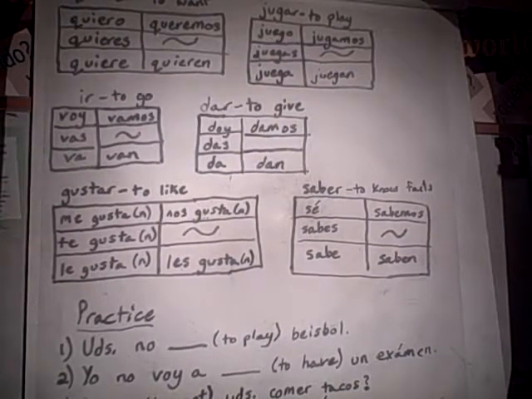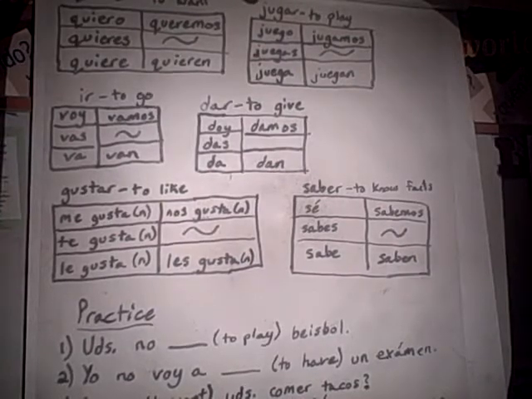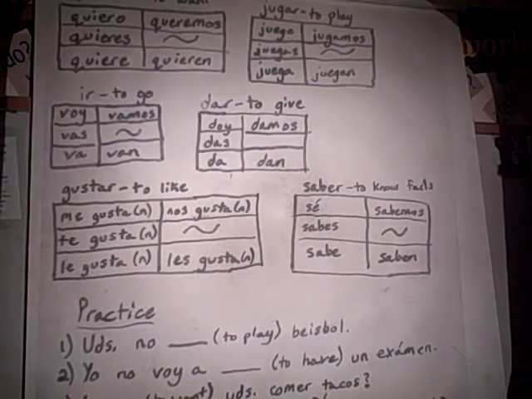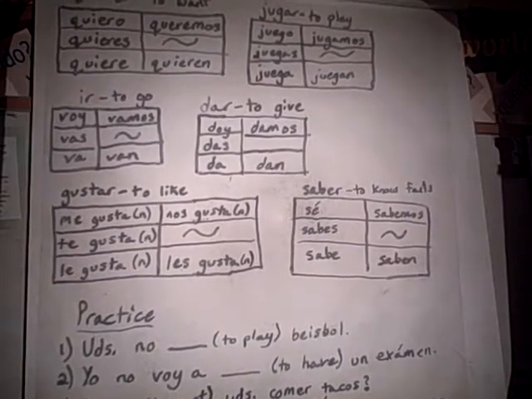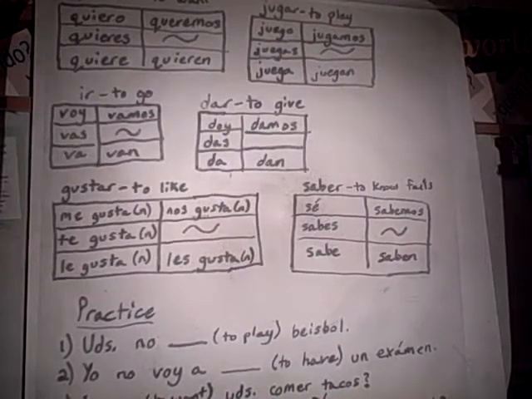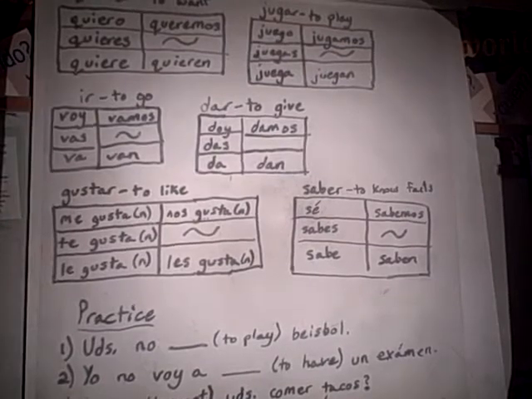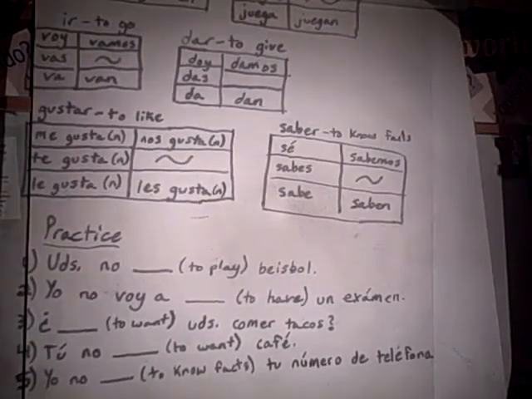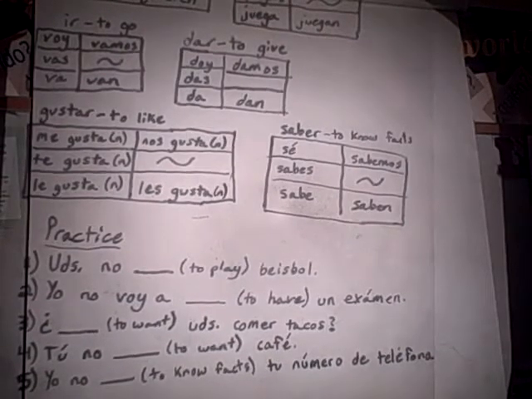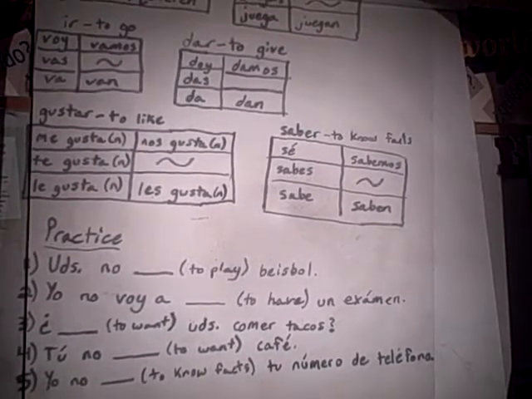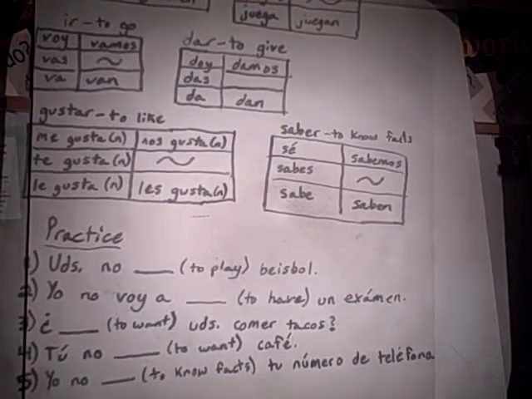These first two change within the boot. Querer changes from e to ie, and in all the boots, so everything except the nosotros form. And jugar changes from u to ue in the boot. And then ir and dar have similar conjugations. Ir changes to voy, and dar changes to doy, das, da.